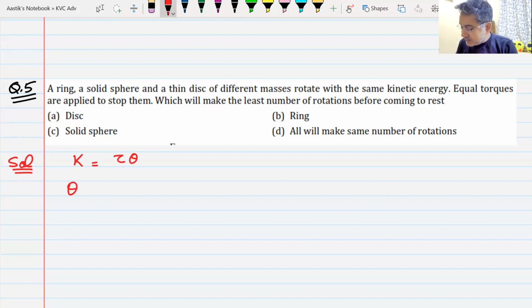So the angle theta that they turn will be their kinetic energy divided by tau, the torque that is applied. The kinetic energy of the bodies which are rotating is the same and they are going to stop, so the change in kinetic energy is also the same. The torque applied on all the bodies is the same. So what about the angle that the bodies will rotate? Same, sir.